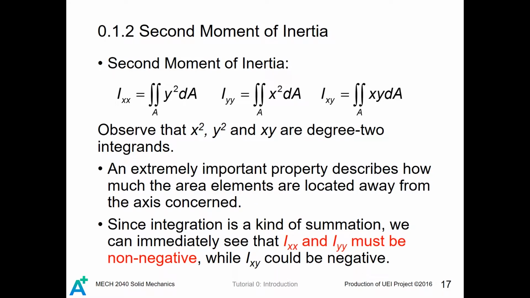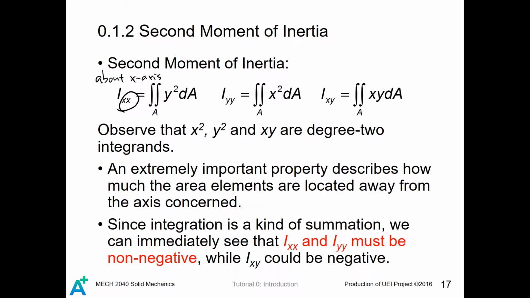After talking about the first moment of inertia, let's move to the second moment of inertia. The second moment of inertia is defined in several ways. For the second moment of inertia about the x-axis, it is given by the integral, that means the summation of y squared. So instead of y, we take y squared this time because it is the second moment of inertia.